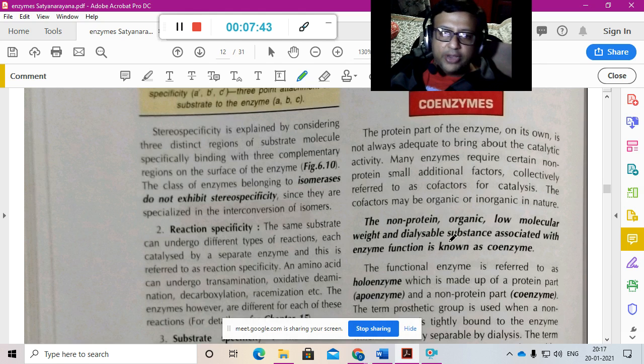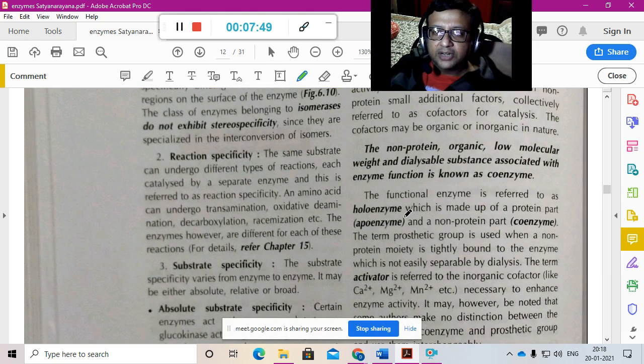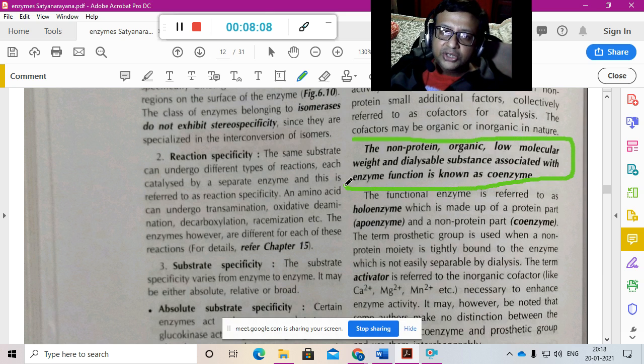Then you have coenzymes. I had explained what a coenzyme is. The non-protein organic low molecular weight and dialysable substance associated with enzyme is known as coenzyme. It is non-protein, it is organic, it has a low molecular weight and you can dialyze it out. So the binding is a non-covalent binding.